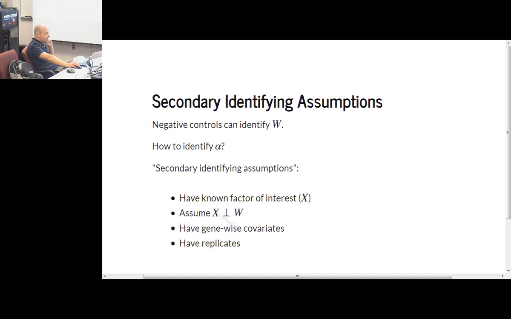Another thing that we can make use of is if we have gene-wise covariates. This is something that I'm not going to talk very much about in this talk, so I'm going to skip over that. The one thing that I'm going to talk about a lot, though, is we might have replicates. And replicates are another way of getting alpha. Okay, so I'm going to talk about replicates now.